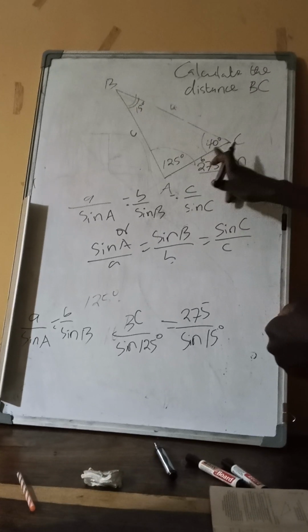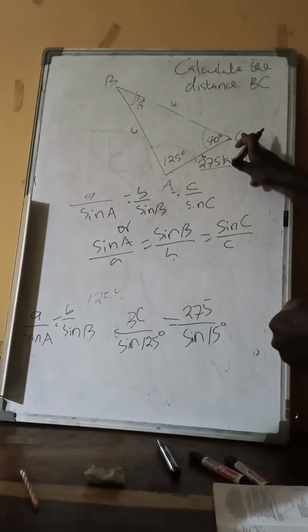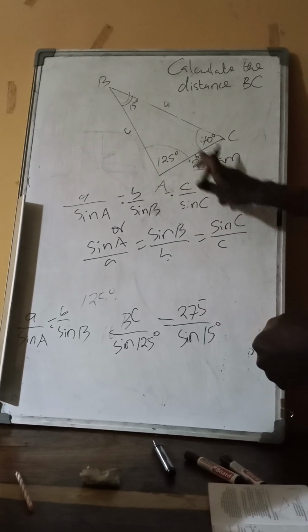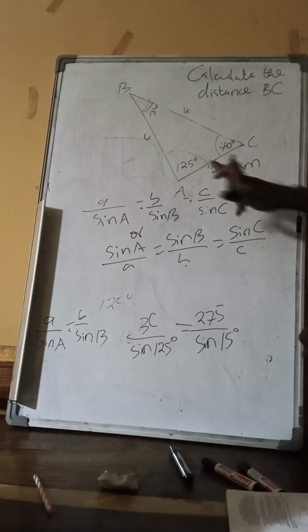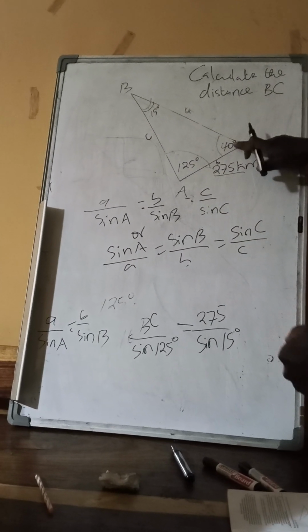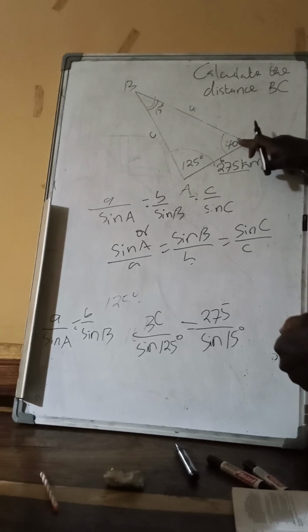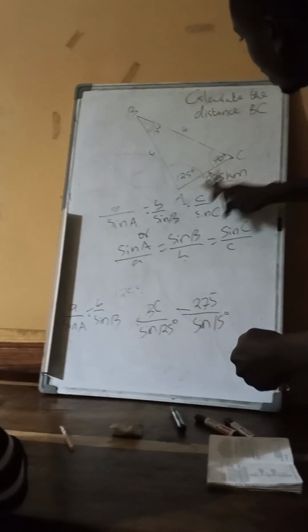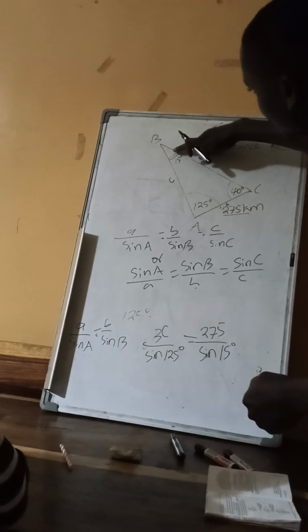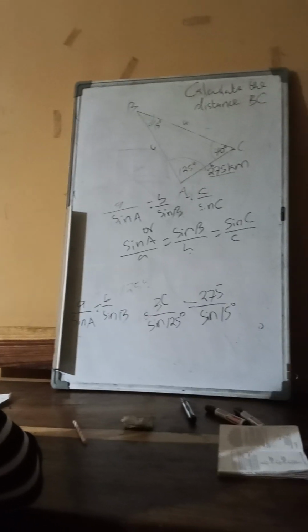It's B. Small letter b is AC, which is 275. Over the small b, where you have found the angle B, 15 degrees. So we added this angle plus this angle, we got 165. 180 minus 165 is 15 degrees. So we can say small letter b, which is AC, over sine B, sine 15.